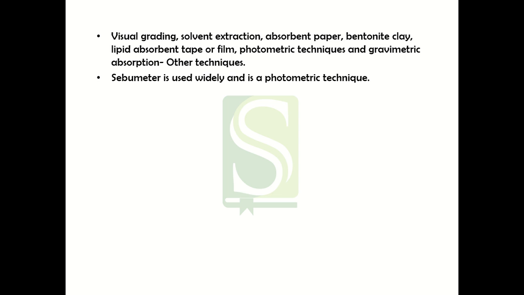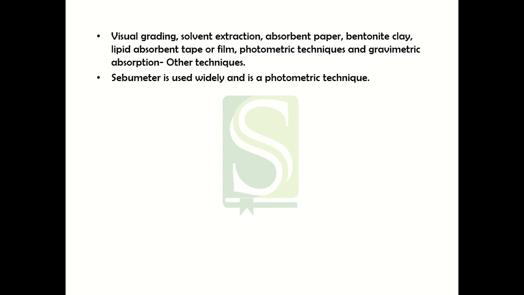There are different techniques, as we have discussed, that you can use. Visually, by grading, you can tell if there is excessive production of sebum or not. Then there are other methods called solvent extraction method, absorbent paper method, bentonite clay method, lipid absorbent tape or film, photometric technique or gravimetric techniques. These are other techniques that can be used to determine the amount of sebum present on the skin surface.